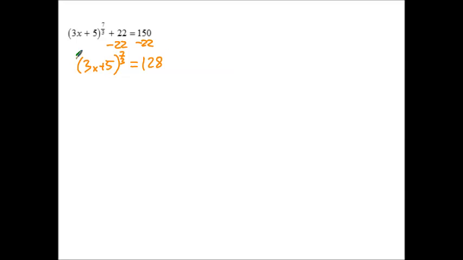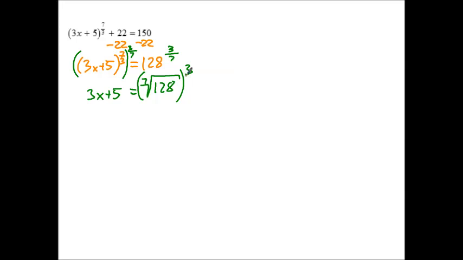Now we need to raise both sides to the reciprocal of 7/3, which is 3/7. On the left, that's fine because the two exponents cancel each other out, and we end up with 3x plus 5. On the right, on the other hand, we now have the 7th root of 128 raised to the 3rd power. I wrote this as a radical so we can see it more clearly and do the two operations separately.